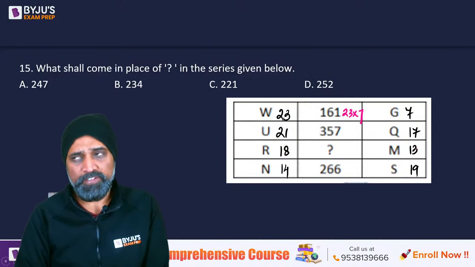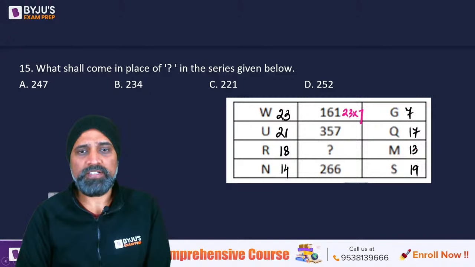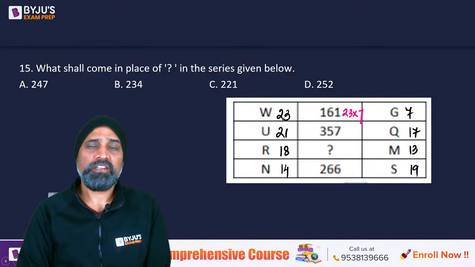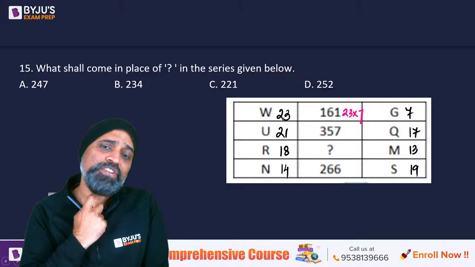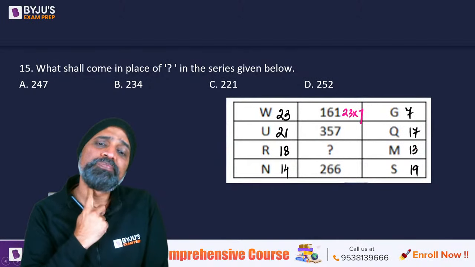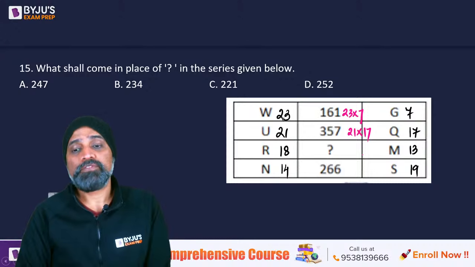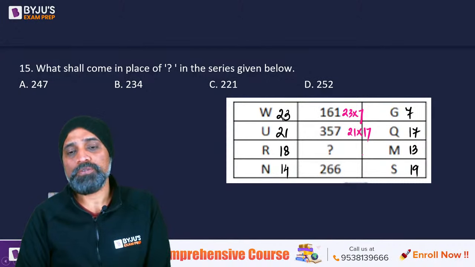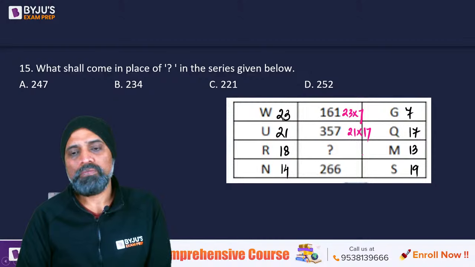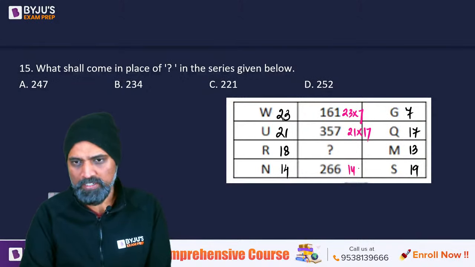21 into 17, which is 210 plus 105, 315, 340 and 17, 357. This is 21 into 17. 14 into 19 is going to be 280 minus 14, 266. It is 14 into 19.